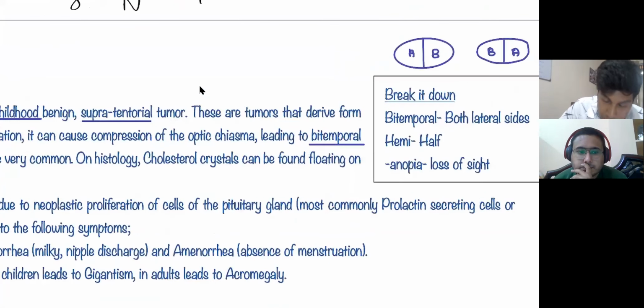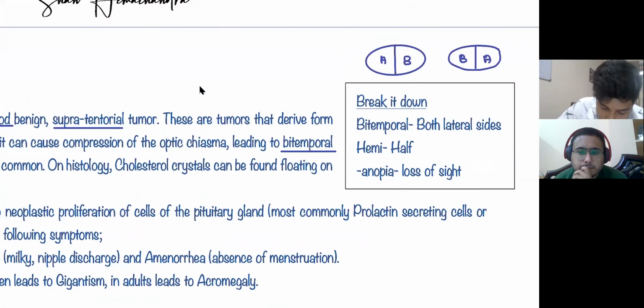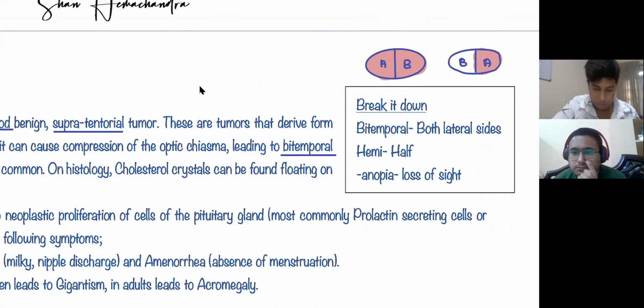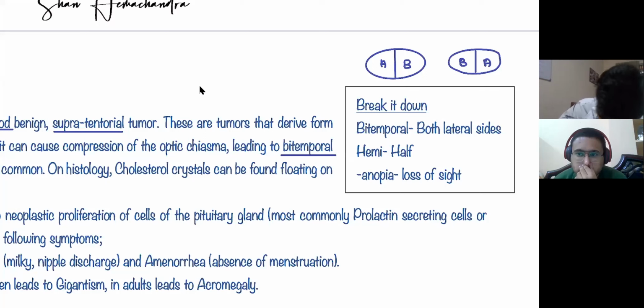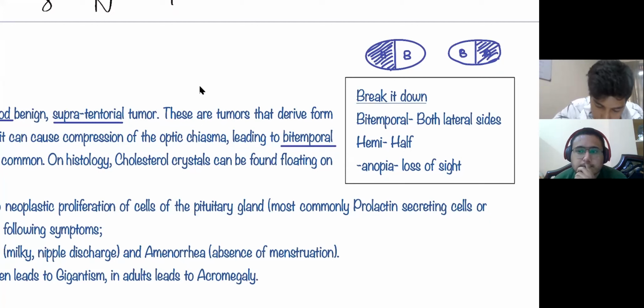Hemi means half. So does it mean that it is loss of vision in this way or in this way? The first one or the second one? Second one. So remember, these people will have loss of vision bitemporal. Bi is both sides. Temporal means the lateral aspect. Hemianopia: hemi is half, anopia is loss of sight.